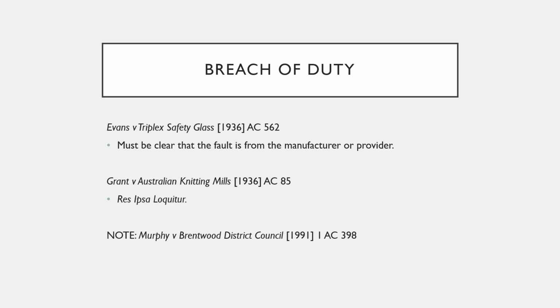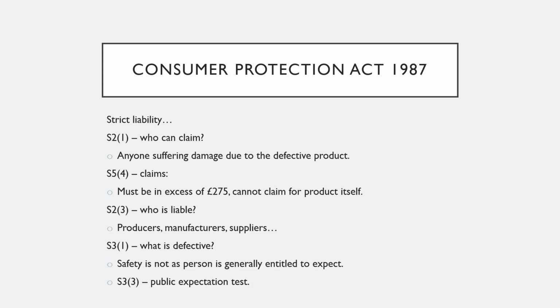But the consequential loss, so if it explodes in your hand and you burn yourself, you can claim for that loss. So the Consumer Protection Act 1987 talks about this product liability being a strict liability, and various sections talk about different things, such as section 2.1 talking about who can claim. This is basically anyone that suffers damage due to the defectiveness of the product. Section 5.4 talks about the fact that claims have to be in excess of £275, and again the fact that you can't claim for the product itself.